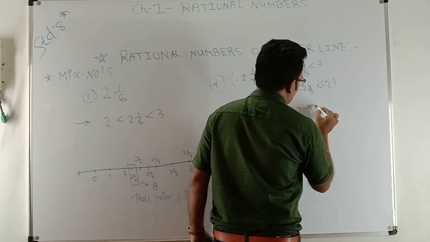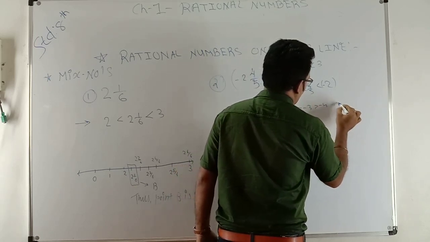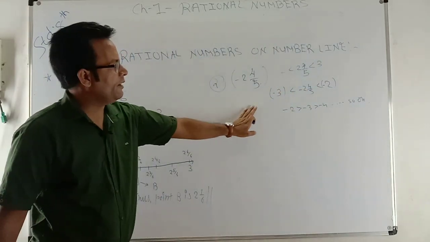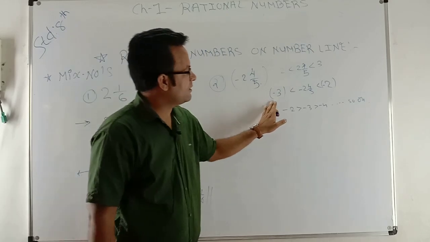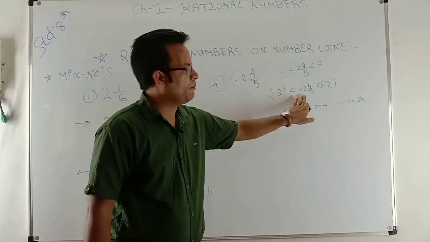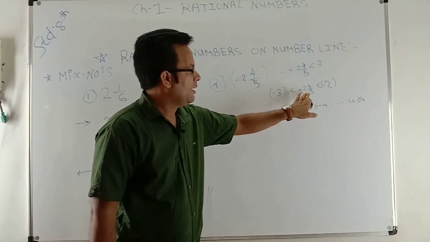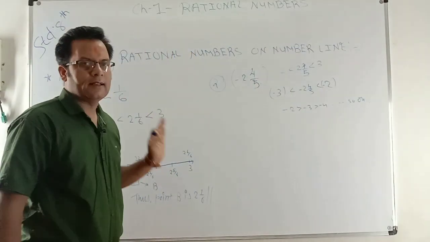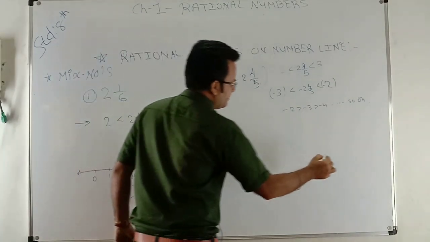Minus 3 is bigger than minus 4 and so on. So in the same way you can see here, minus 3 is less than minus 2 integer 4 upon 5, and minus 2 integer 4 upon 5 is less than minus 2. Now let's draw the number line.